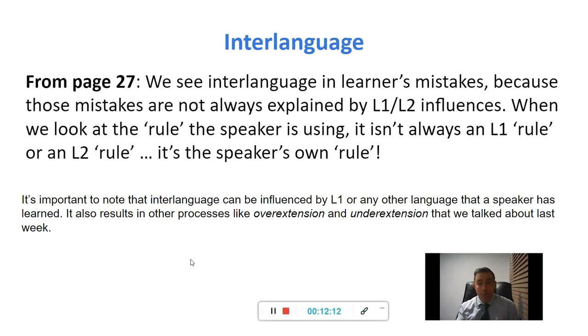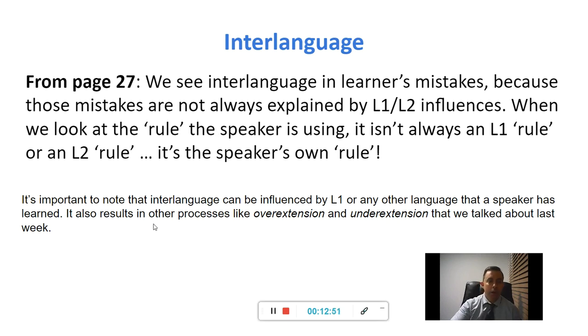So it can come from your L1, it can come from your L2, and it can come from something that you just made for yourself, accurately or inaccurately, right? So you could have formed a rule in your head about English that has nothing to do with Korean, nothing to do with any language that you've studied before. And we see that learners from various different language backgrounds can make the same mistakes. So it's not necessarily an L1 thing, but that's part of it.